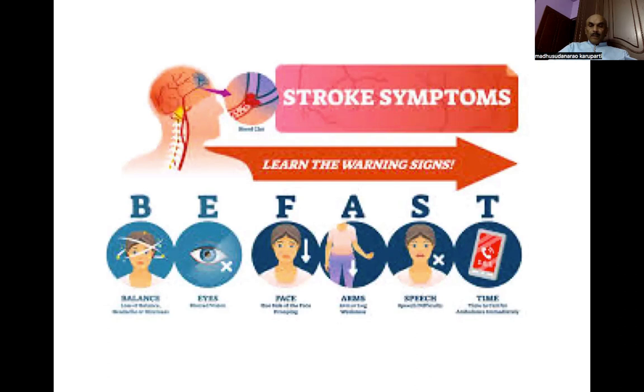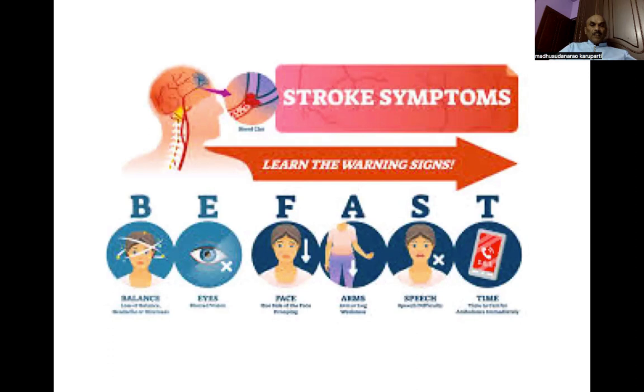Well, coming to the speech. Speech again, the dysfunction of the dominant hemisphere. When the speech is affected, you can suspect infarction in the middle cerebral territory, which supplies Broca's area, which is located in the frontal lobe, that is, the inferior part of the precentral gyrus. Speech is affected. Then time. Time is so precious in order to initiate the treatment. Every minute counts for losing the potential for complete recovery.